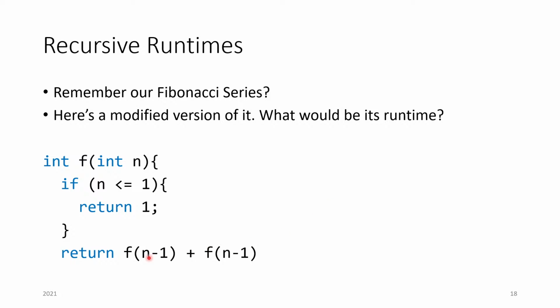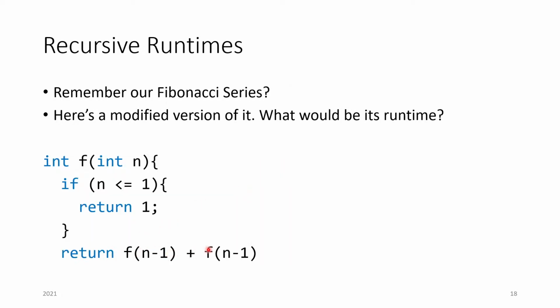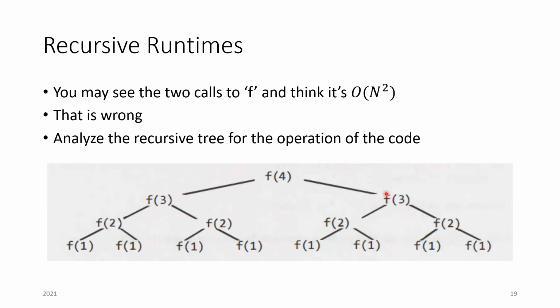Right. So because we had f of n minus 1 plus f of n minus 1, we have those two branches here for each one of those. That's why when we have f of 4 here, when we return f of n minus 1 plus f of n minus 1, let's say n was 4, this is f of 3 plus f of 3. So we have an f of 3 here and an f of 3 here. That's why we have two branches coming from each one of those levels. I forgot that was a modified Fibonacci sequence. My mistake, I'm sorry about that.